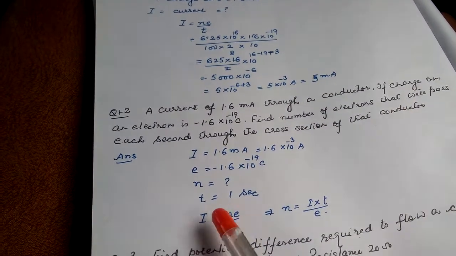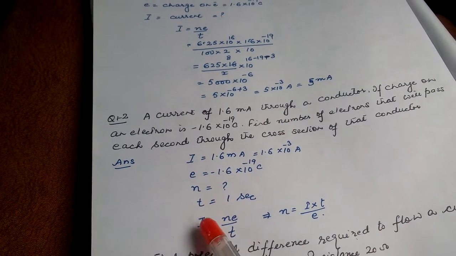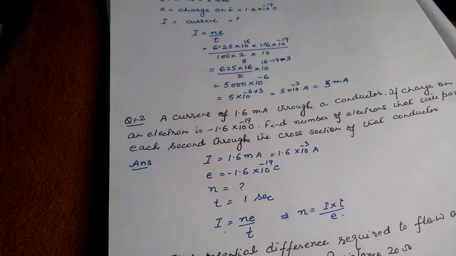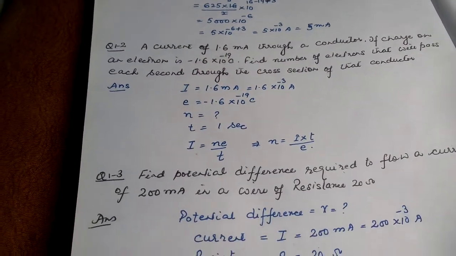So in this type of question there are 4 variables: I, N, E, T. Out of these 4, 3 will be given and 1 is required. You can easily find the 4th one.